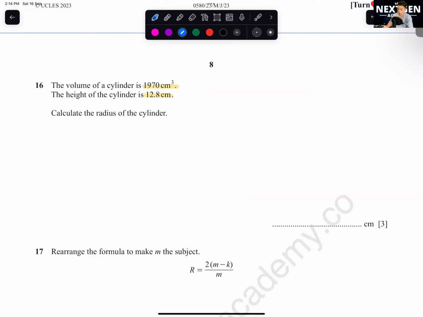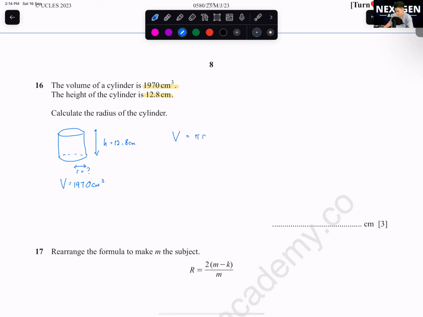Whatever shapes that you can draw, sketch it out so that you can visualize it clearly. Okay, this is a cylinder. Volume is 1970 cm cube. The height is 12.8 cm. They want us to find the radius.